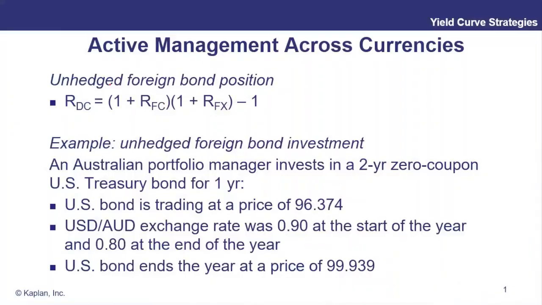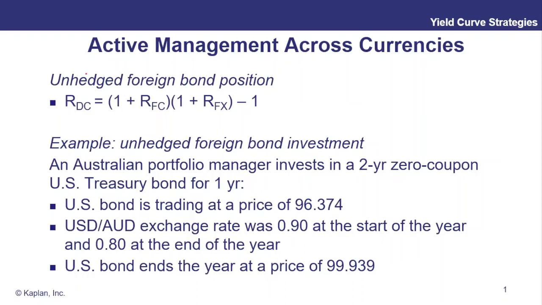Welcome to the fourth and final module of the Yield Curve Strategies reading. In this module we are going to investigate the last component of the return decomposition framework that's been introduced in fixed income at level 3, that being return to foreign currency. There's a little bit of overlap here in our analysis with the currency management reading, which is in the derivative section of level 3.